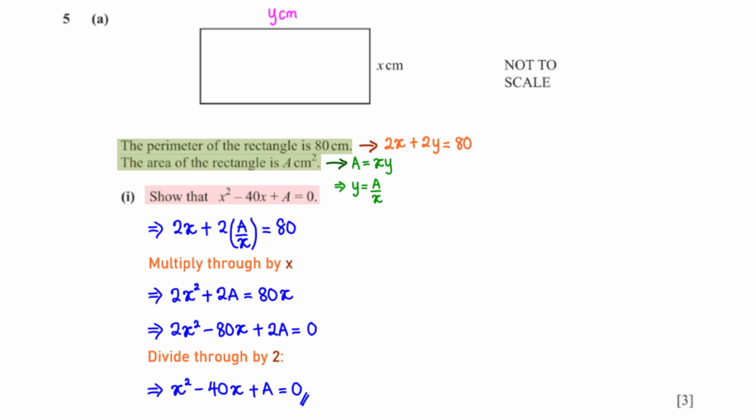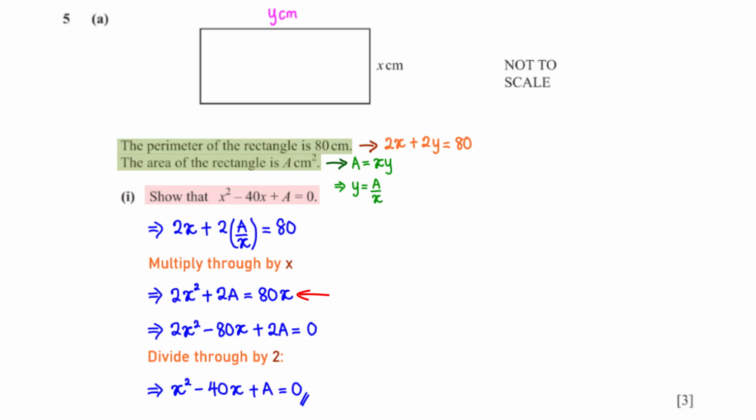We have two equations and the final equation we want to arrive at does not contain y. So we can take out y by substituting y equals a over x into 2x plus 2y equals 80. When we do that, this is what we get. We want to get rid of the denominator, and so we multiply through the equation by x. This gives us 2x squared plus 2a equals 80x.